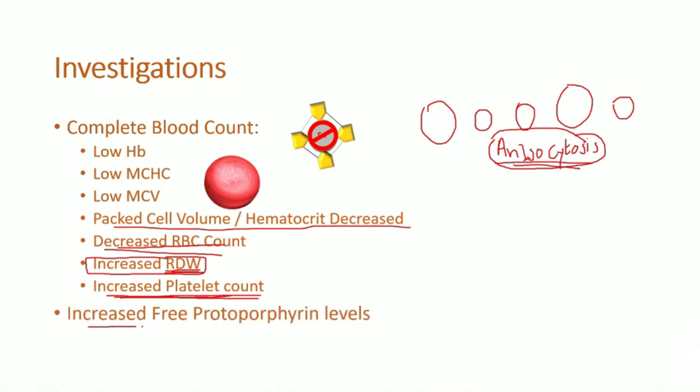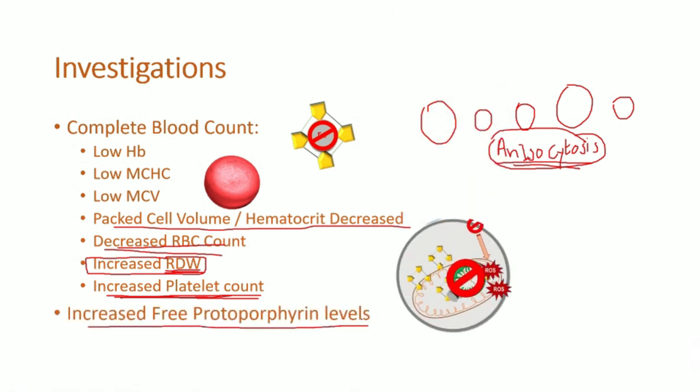Then of course there will be increased free protoporphyrin level, as discussed earlier. Free protoporphyrin will accumulate in RBC, and some of it will come out of the cell and be released into blood. So there will be increased free protoporphyrin level. Some books also mention that there is increased zinc protoporphyrin level.